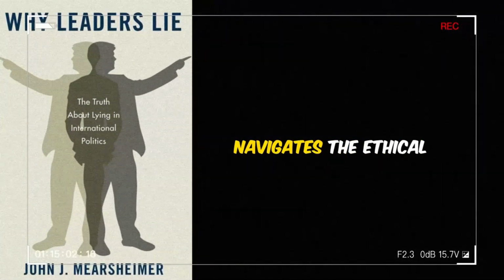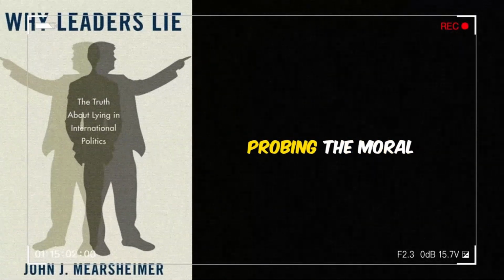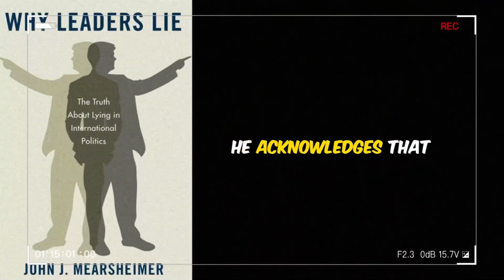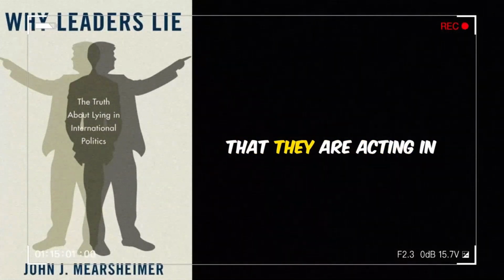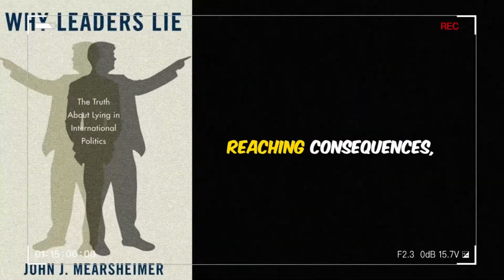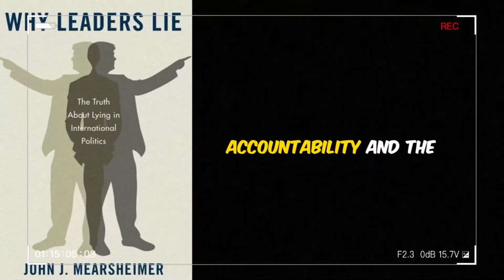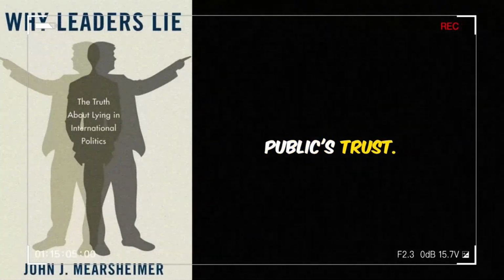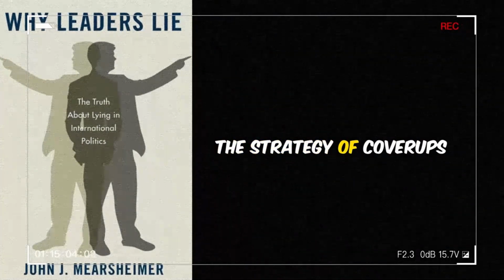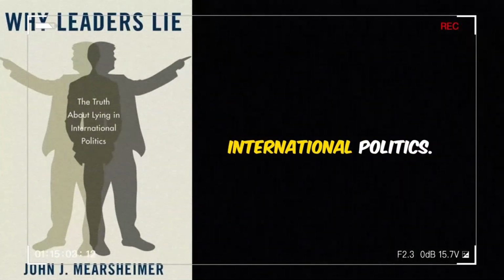Mearsheimer adeptly navigates the ethical considerations intertwined with strategic cover-ups, probing the moral dilemmas faced by leaders who resort to these tactics. He acknowledges that while leaders may argue that they are acting in the best interests of their nations, cover-ups can have far-reaching consequences, including undermining transparency, accountability, and the public's trust. Chapter 5 meticulously examines the strategy of cover-ups as a distinctive form of deception within international politics.